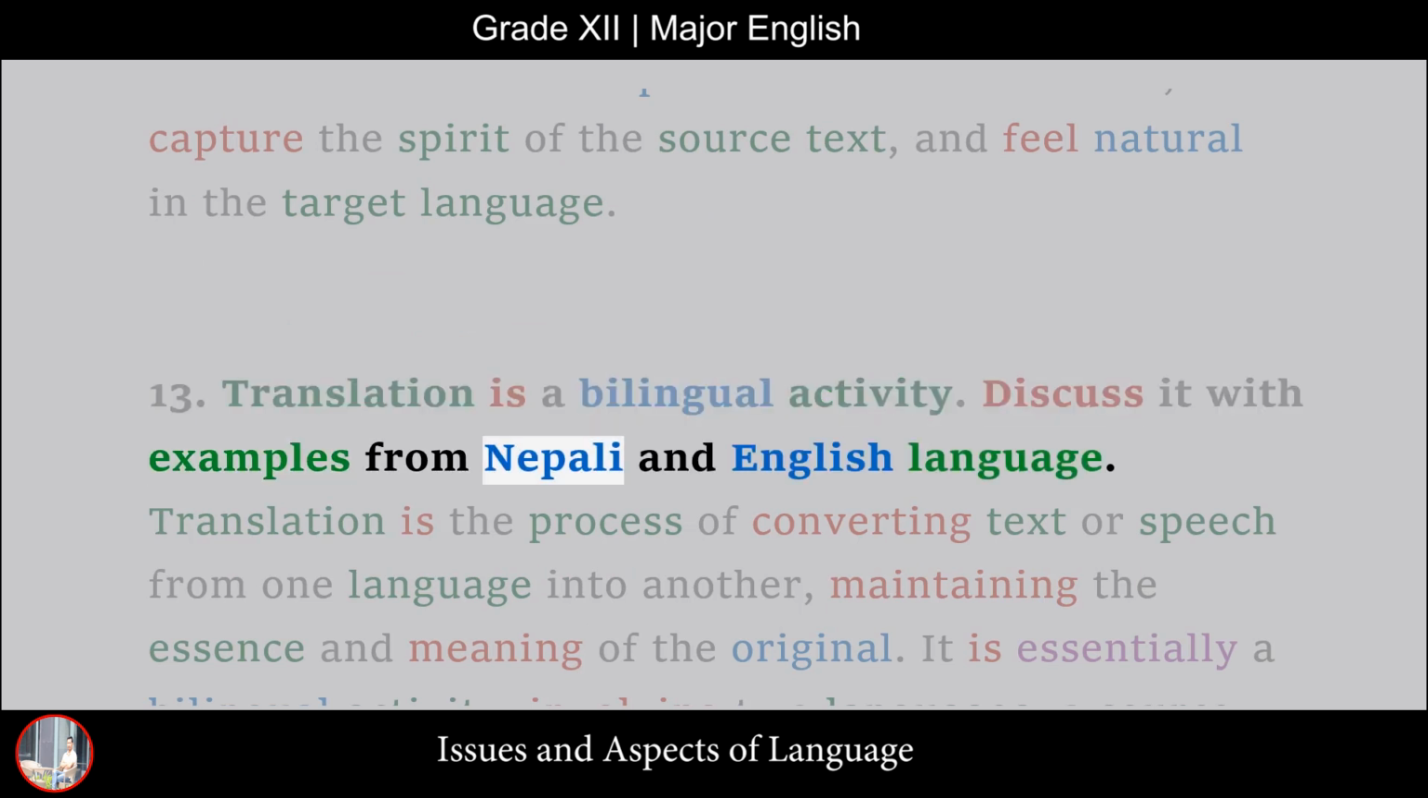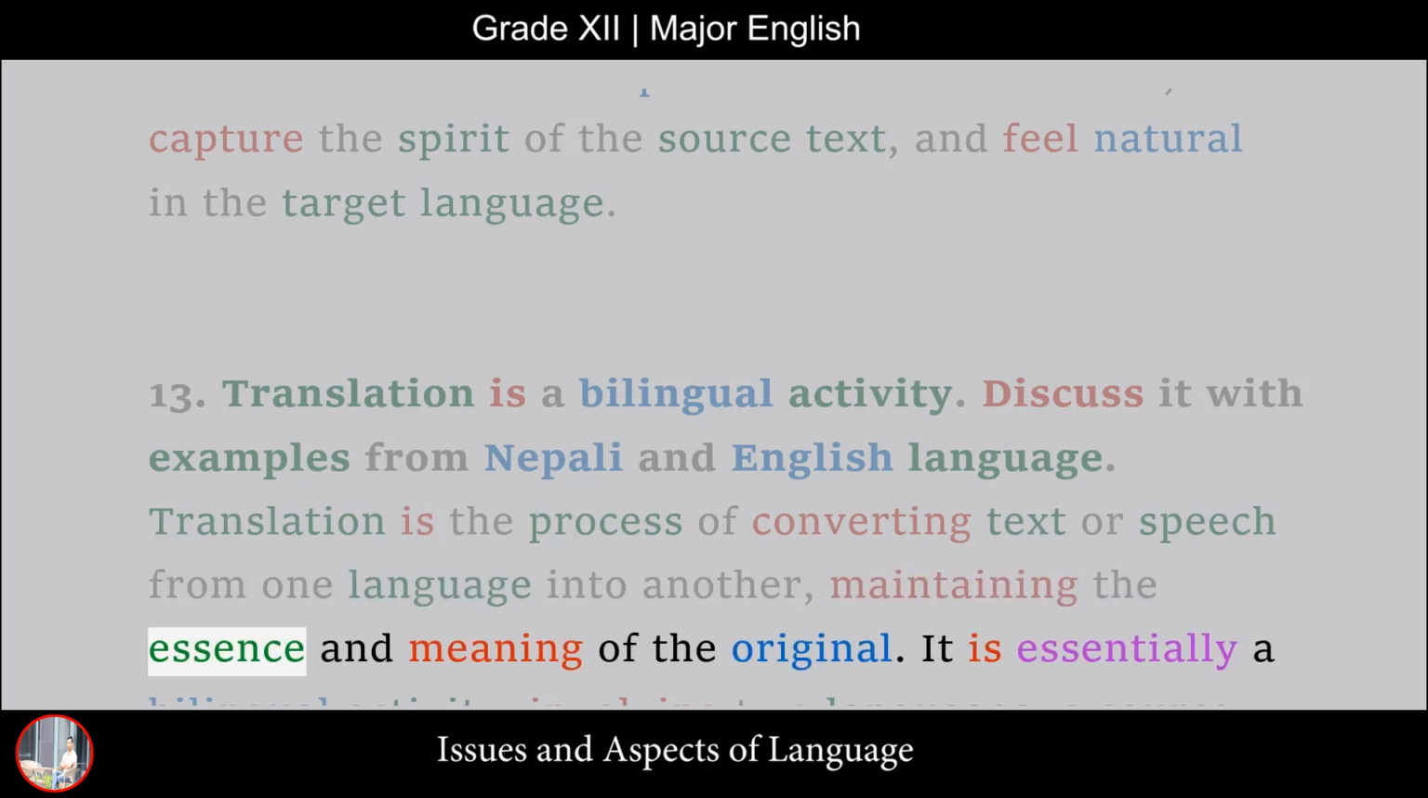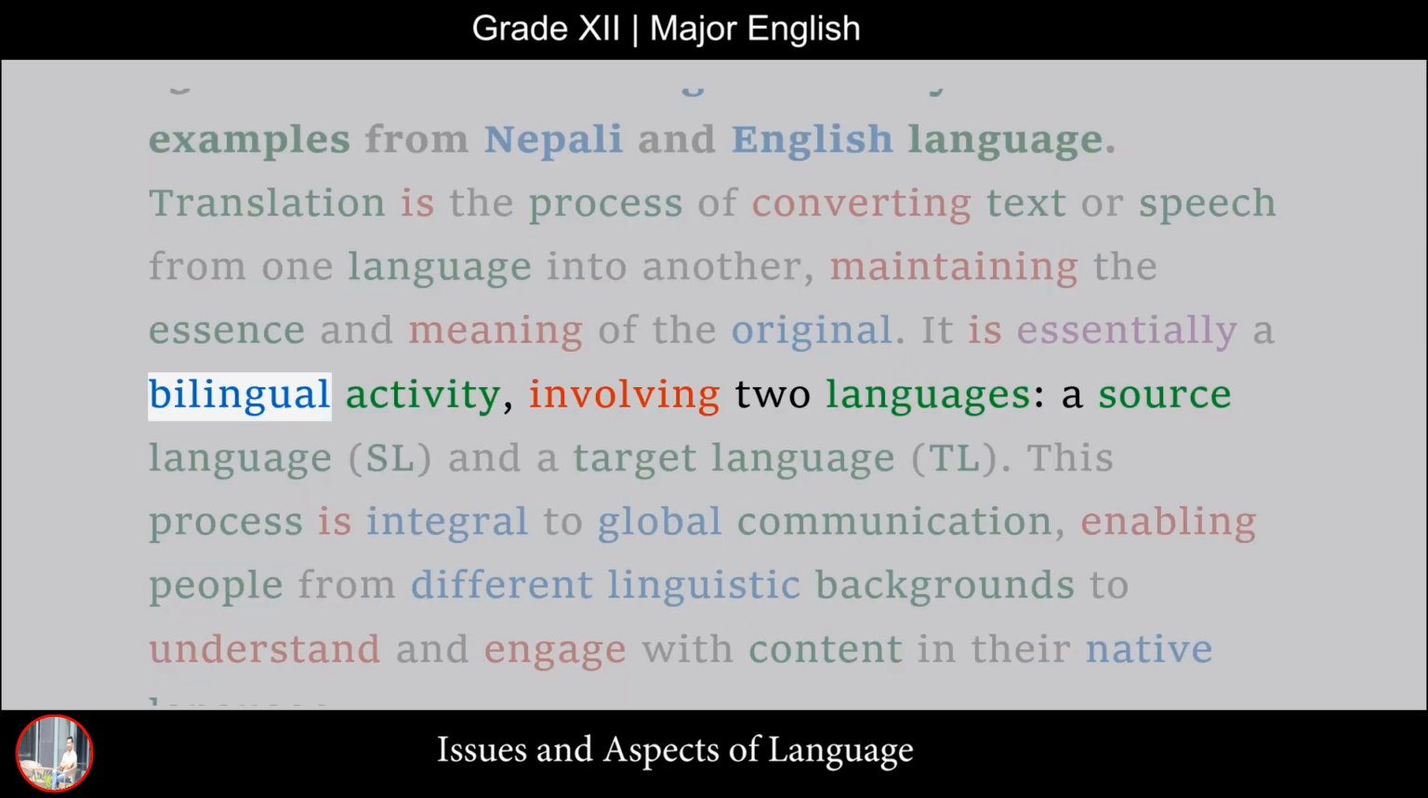13. Translation is a bilingual activity. Discuss it with examples from Nepali and English language. Translation is the process of converting text or speech from one language into another, maintaining the essence and meaning of the original. It is essentially a bilingual activity, involving two languages, a source language, SL, and a target language, TL.